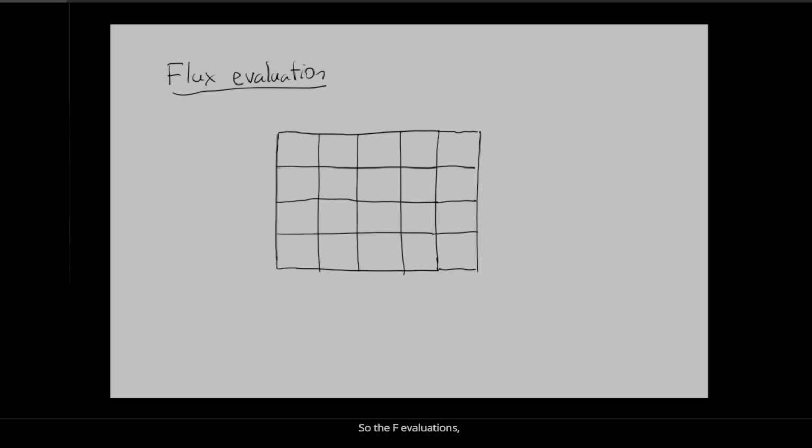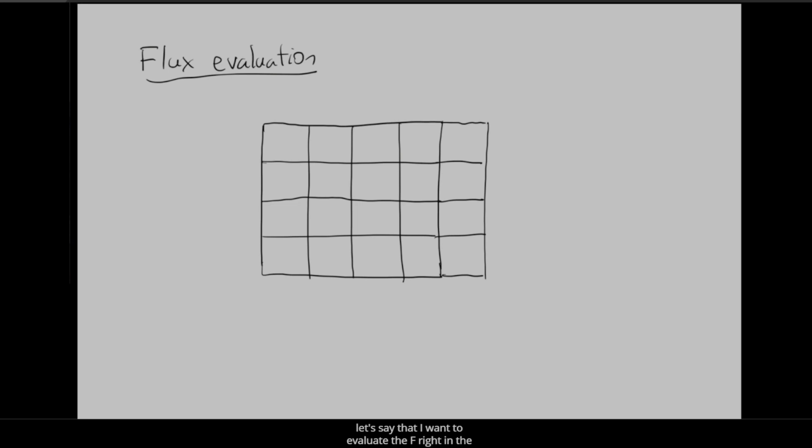So the F evaluations. Let's say that I want to evaluate the F right in the middle. I'm going to pick a value, and show the U values first. So here are my U values, and let's say that I'm looking at F at this point right here. I want to know what is the value of F at that point. It's going to be u squared minus nu du dx. Okay, that's my F value. And I'll label these u's as u left and u right.